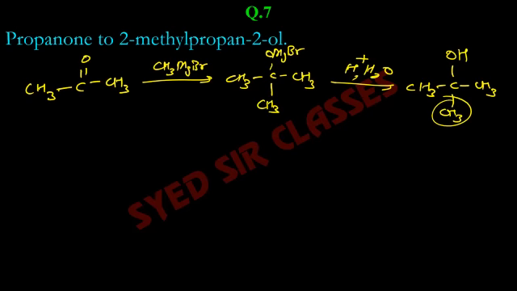Okay, why did we use the Grignard reagent CH3MgBr? Because we had to attach one methyl group. This methyl group comes from here.